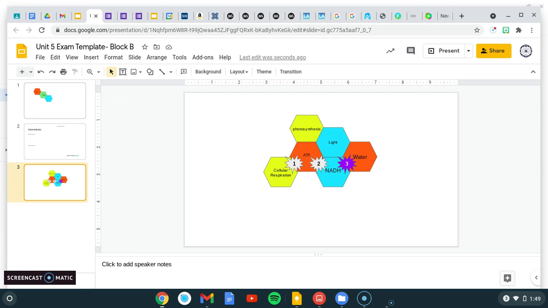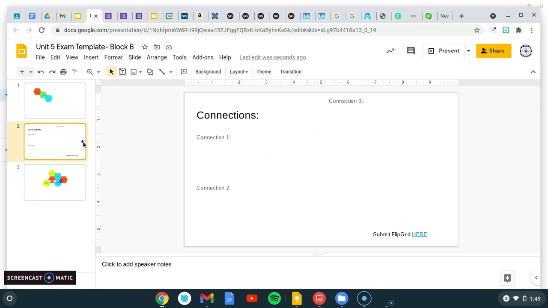Or D and E, sorry. What you're going to do on Tuesday for block B and Thursday for D and E is explain those connections. And you're going to have two options to explain them.